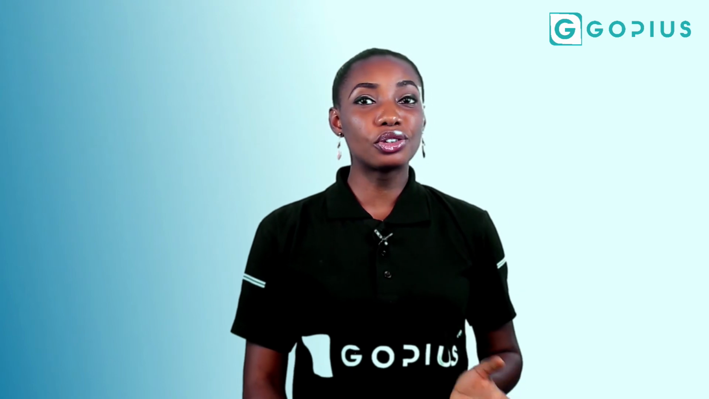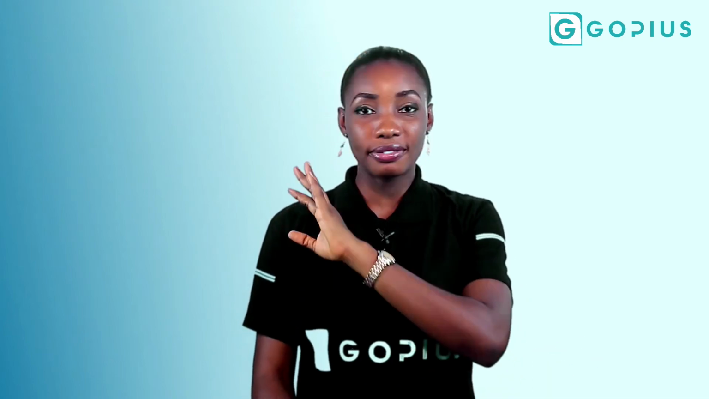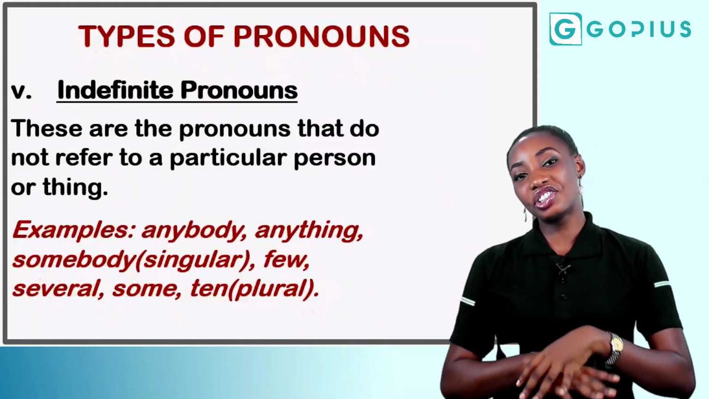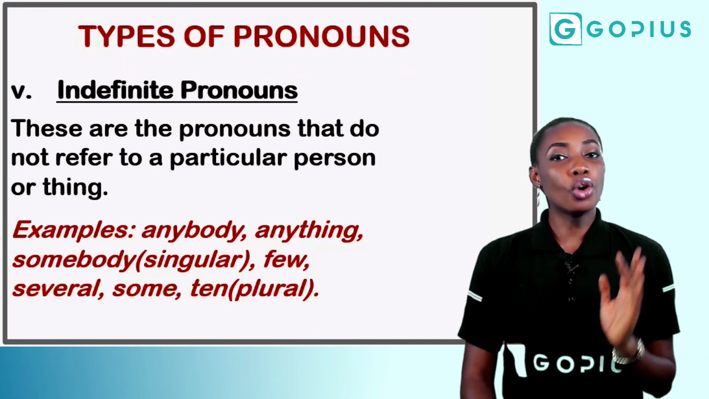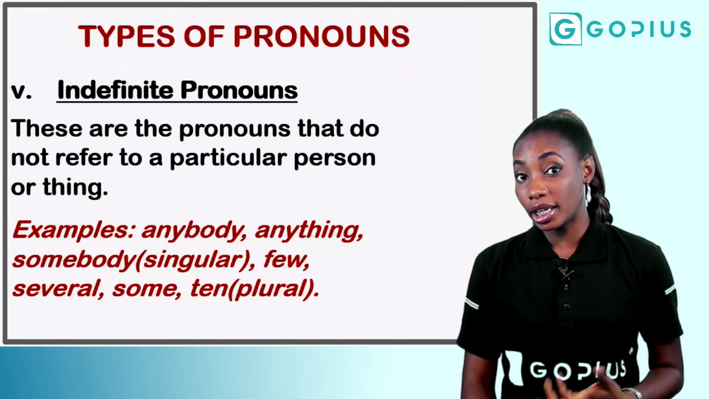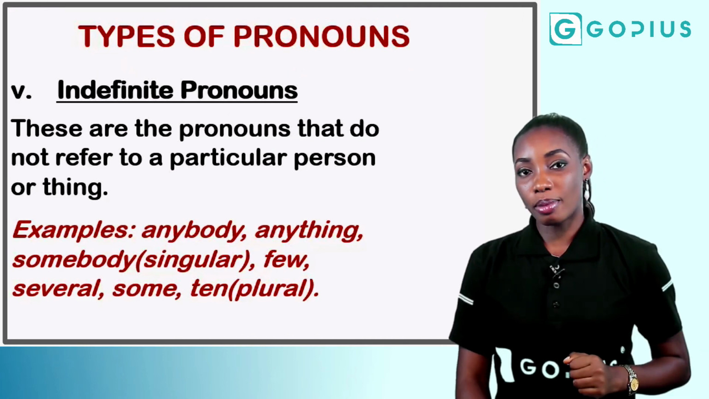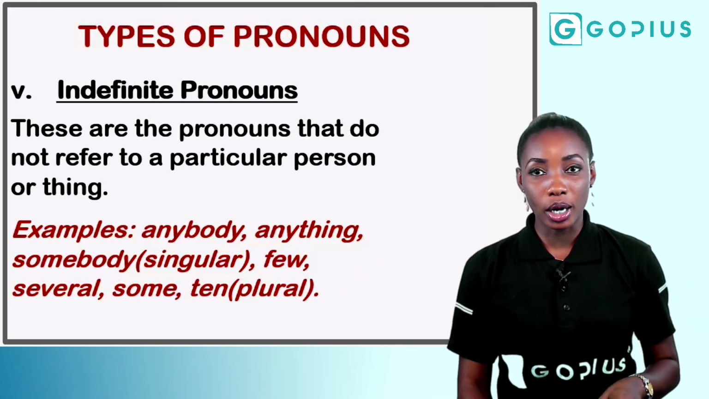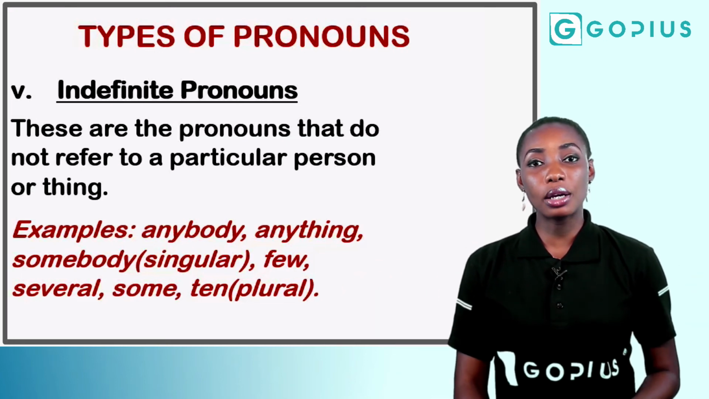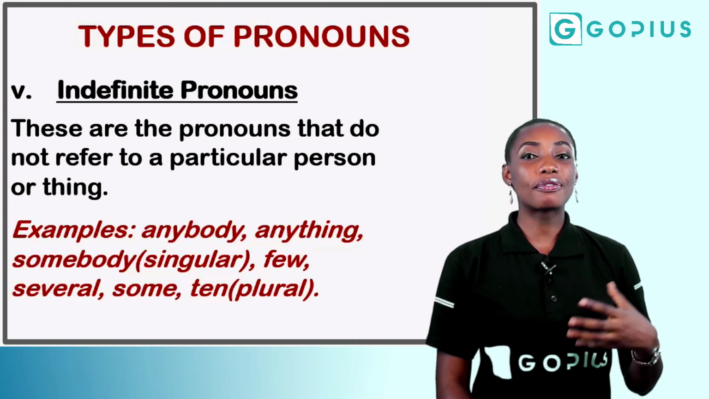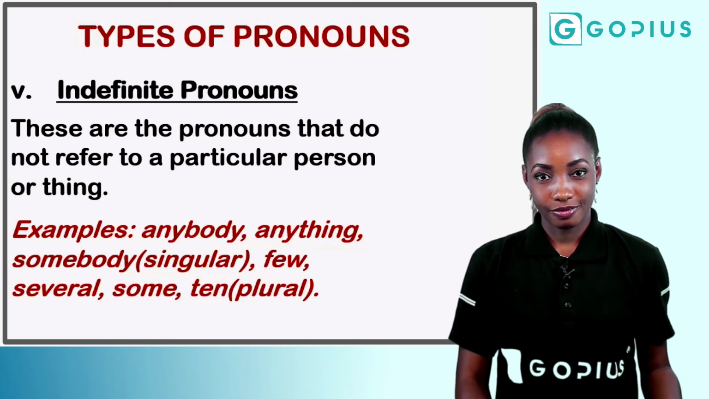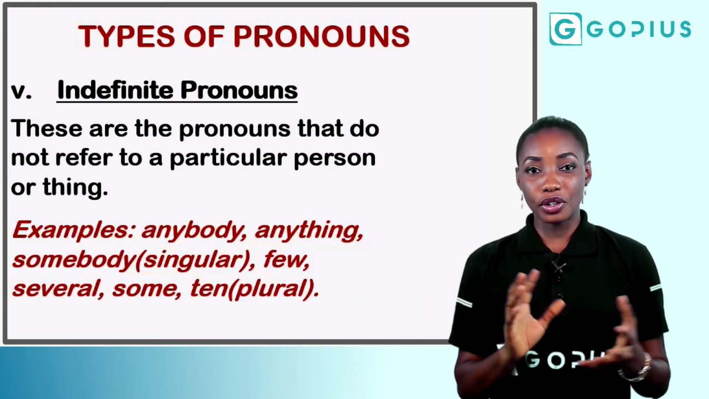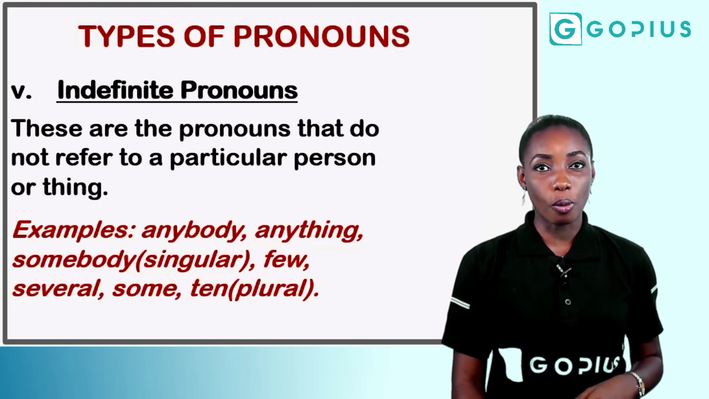We also have the indefinite pronoun. These are pronouns that do not refer to a particular thing or person. It gives more like a general overview of everything. Like, anybody can come eat. Nobody should go to my house. He doesn't mention a name. He doesn't say, Ade should not go to my house. He says anybody, nobody. We have anything, somebody, few, several, some, everyone. So it gives a general overview. It doesn't specify names or persons.